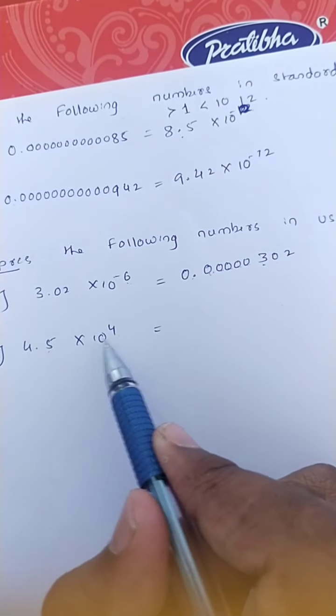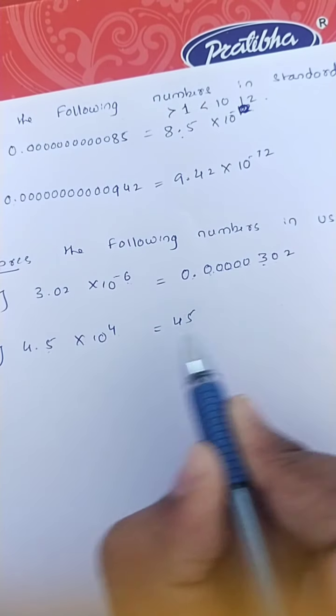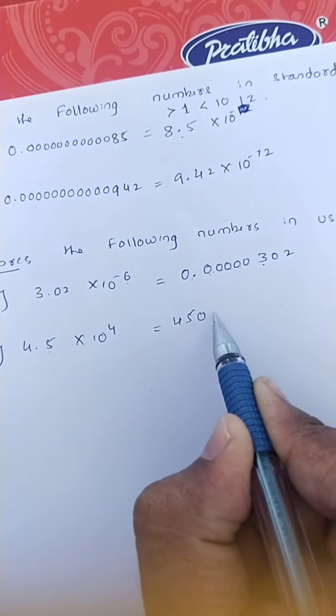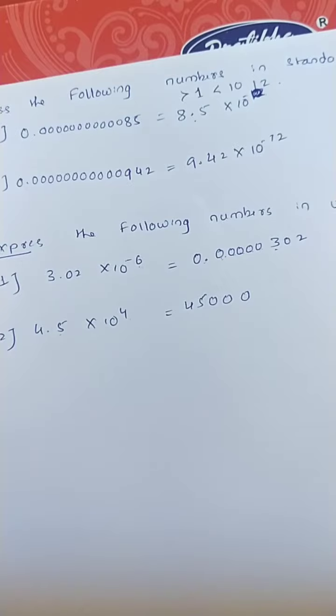So that is 0.0000302. Now it is 4.5 into 10 raised to 4. Now the power is positive, which means first you write 45, then include 3 zeros, 1, 2, 3. So this is your usual form. I hope you understood this concept.